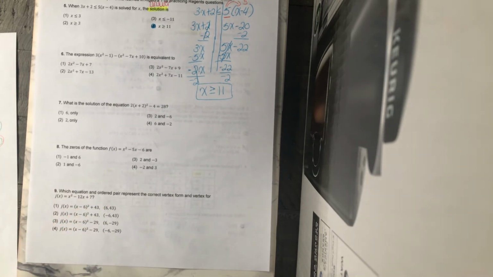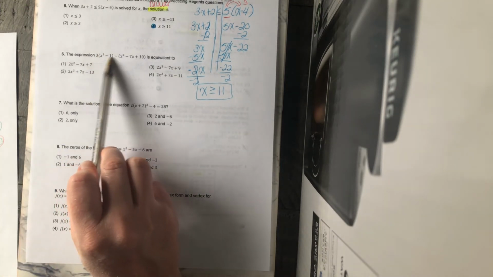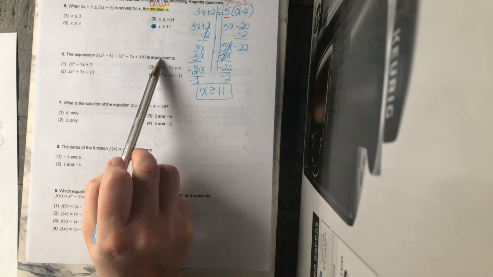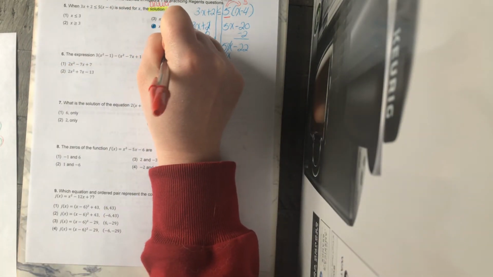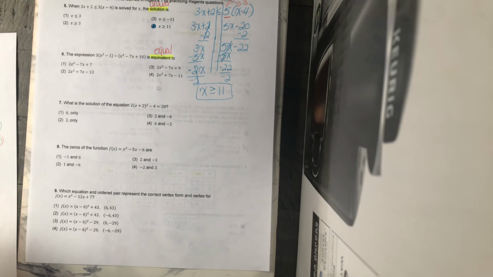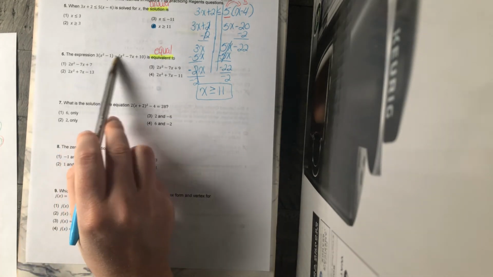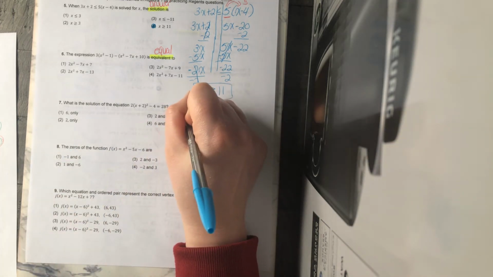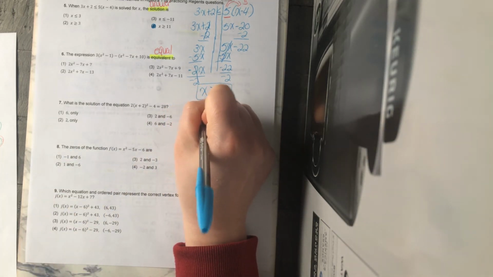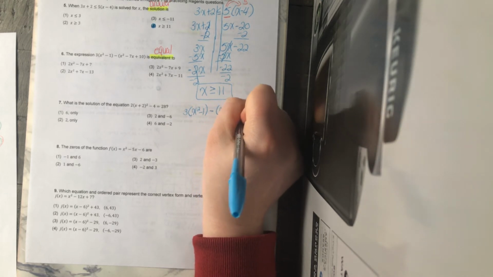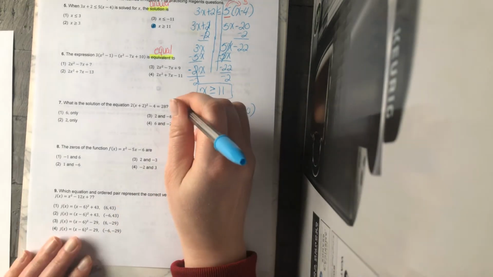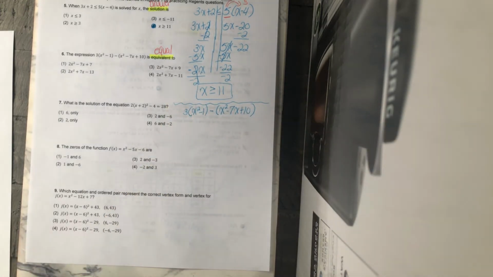Number 6 says I want to take this expression, this whole big thing, and I want to see what it's going to equal. So just like from the first page, equivalent means I want to find what will equal this problem. So I'm going to do the same thing that I did on number 5. I'm going to just rewrite this formula on the side here. So we have 3 parentheses, x squared minus 1 minus x squared minus 7x plus 10. Okay, I'm just going to draw a little line here to separate the questions.